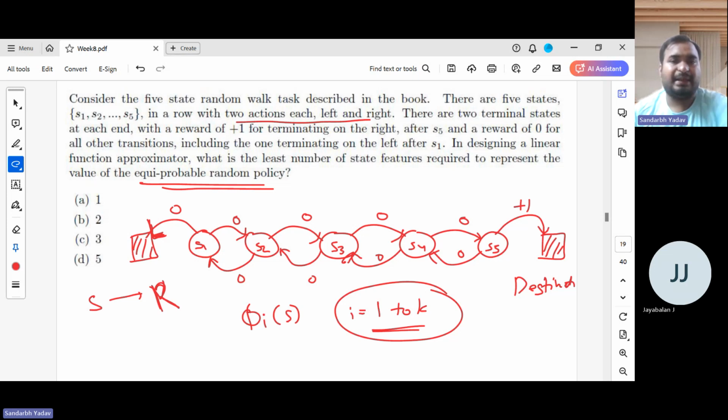Okay, so this is the setup of the problem. One more thing: you can assume gamma is 1, a common factor, and the policy is equiprobable. Equiprobable means with 50% chance you can go left, and 50% chance you can go right. And it's a random policy. Since there are only two actions, we can solve this problem.